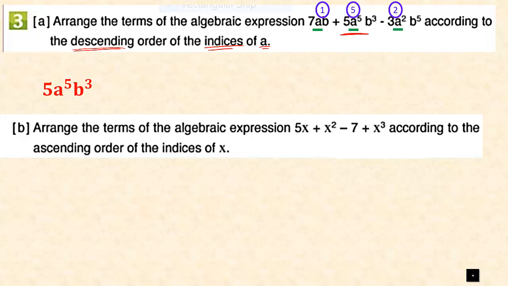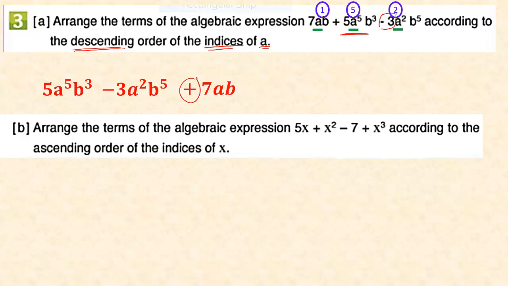But keep in mind that 3 has a negative sign before it, so I must take it with me. So it's going to be minus 3a squared, b to the power of 5. And the last term is 7ab. And since there is no operation before the 7, it's going to be plus 7ab. Let's go to question number b.